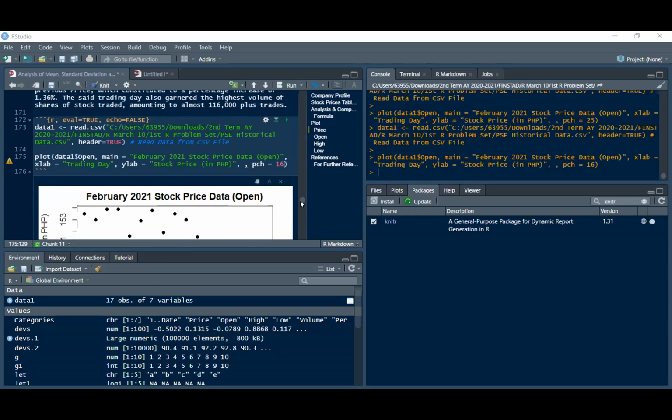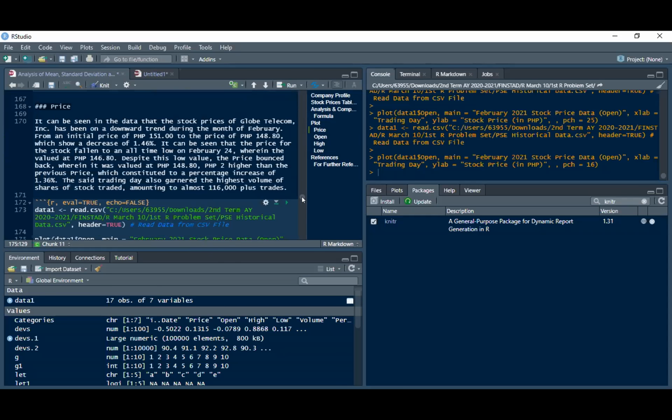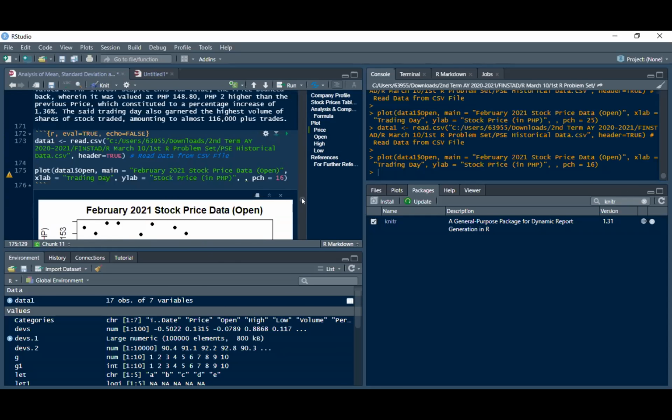Okay, so yun nga po, sir, similar ulit yung open data price. Can you scroll up sa, ayan. So yun nga, we did yung data 1 read by the file, tapos we put the plot data 1 open, and then the title was February 2021 stock price data open. And then for the x-axis was trading day, and the y-axis was stock price in Philippine peso. And then the PCH was 16 for this one.